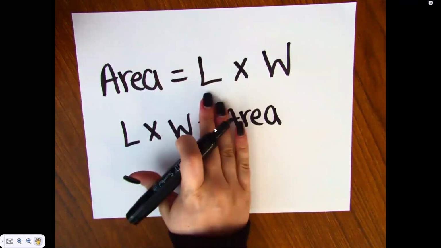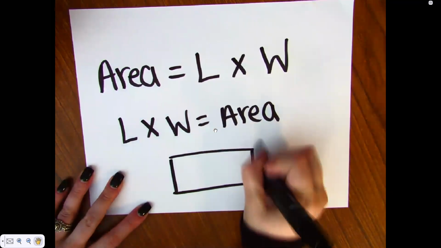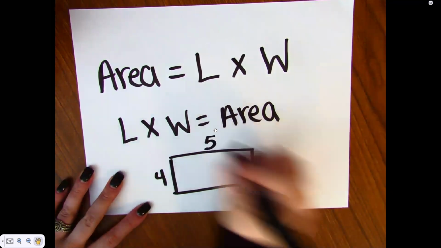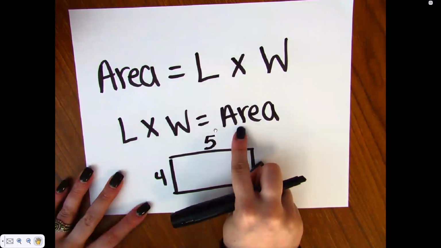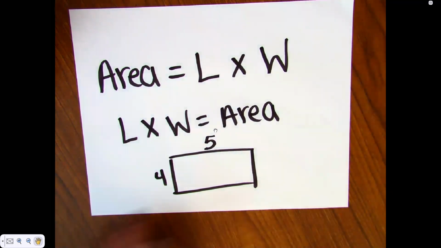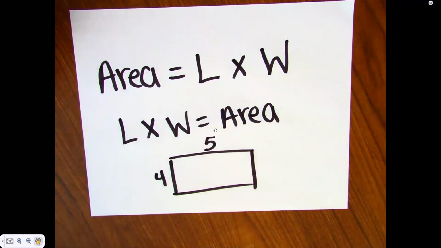So remember, length and width are the two sides on your rectangle. Okay, so if I have 4 and I have 5, I'm going to multiply 4 times 5 to get my area. Okay, so remember, area is length times width. All right, so let's look at some actual problems that have some answer choices with them.